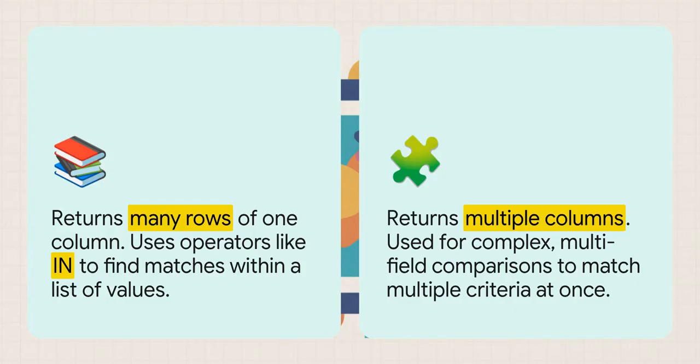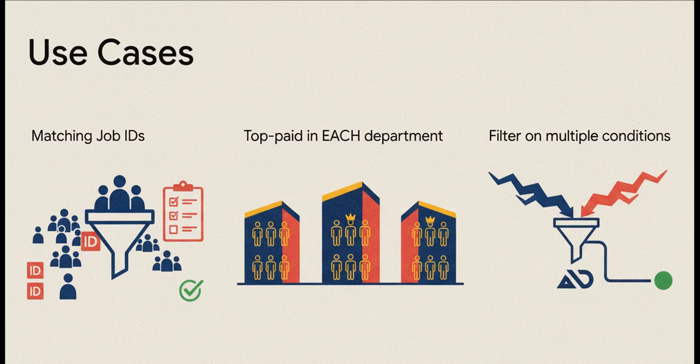Now we've got 2 main flavors for this. First, there's the multi-row subquery. This gives you back a list of values, so many rows, but still just one column. You'd use an operator like in to check if something is part of that list. But then, there's the multi-column subquery, which is even more powerful. It can return several columns, letting you match records based on a bunch of different fields all at once. And the problems you can solve here get way more interesting.